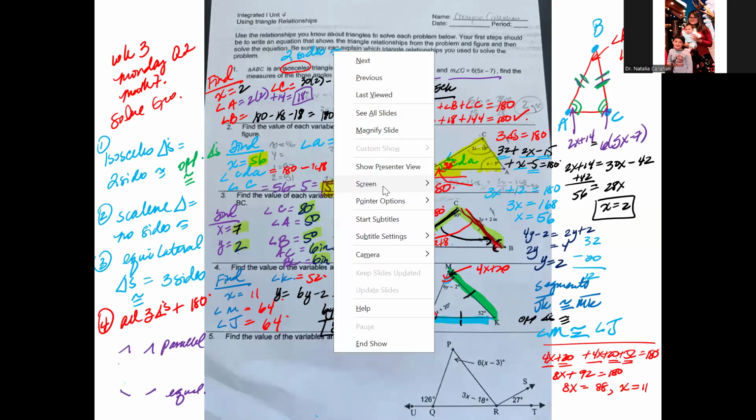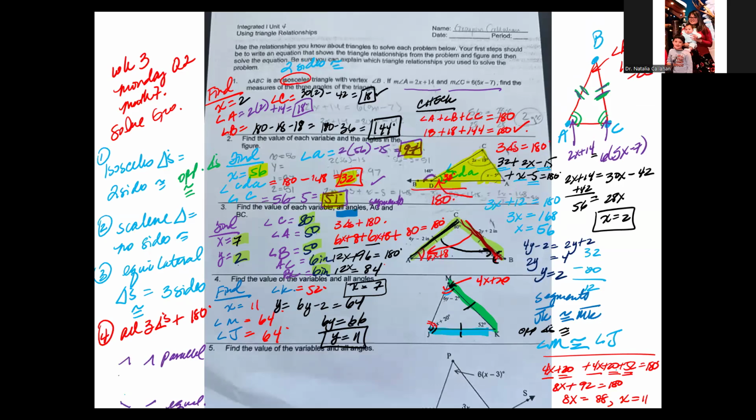Number 5, right? Can you read number 5? Get yourself acquainted with it. Do you want to try it on your own first? So why don't you go ahead and try to write down all the things you need to find first, because that's the first thing you need to do.